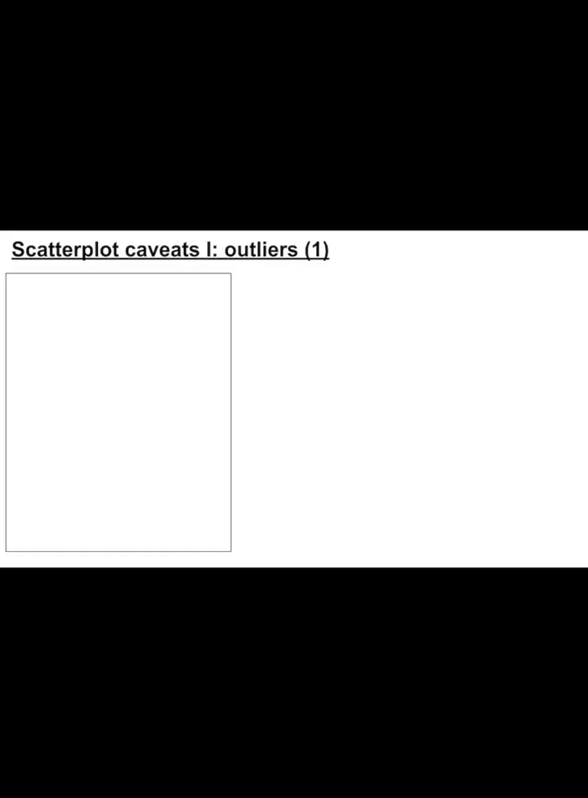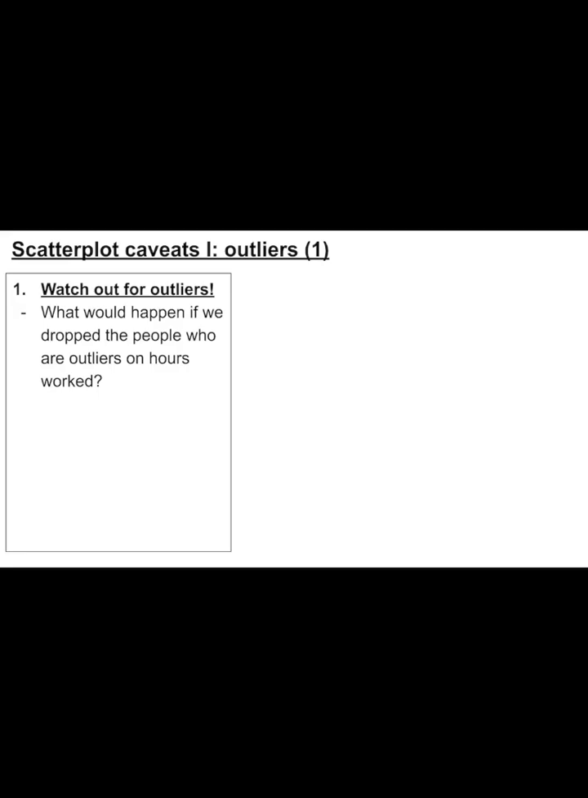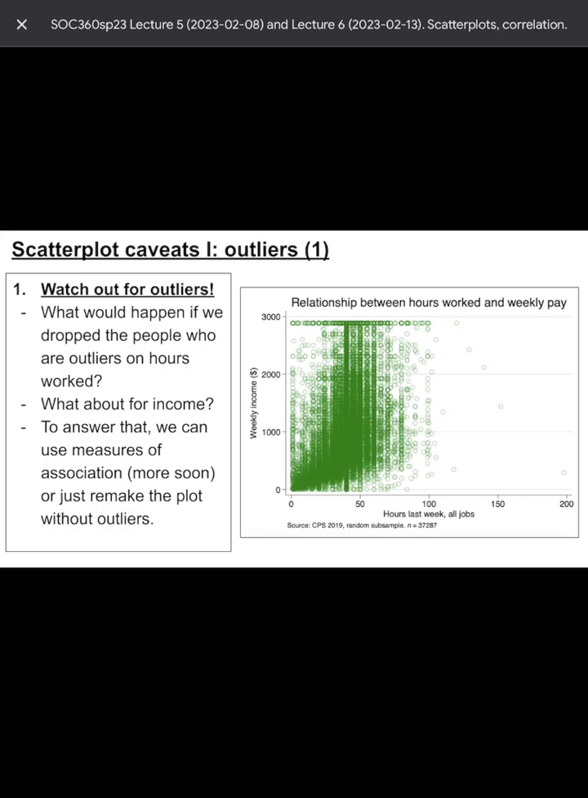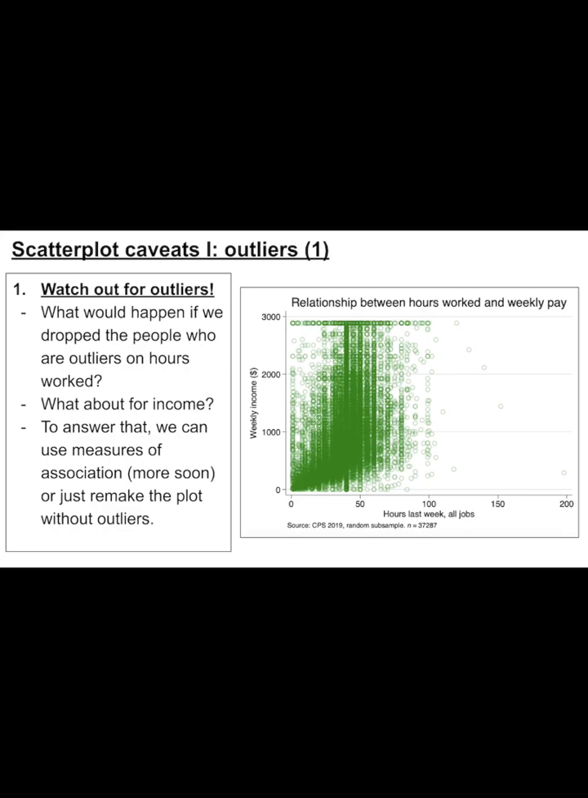So let's discuss some important caveats about scatter plots, and the first one of these is outliers. You should watch out for outliers, just as you should generally in statistics. So what if we look at this graph here? This is a graph showing the relationship between hours worked and weekly pay. You can see that as hours worked last week at all jobs increases, it appears that weekly income, generally speaking, goes up.